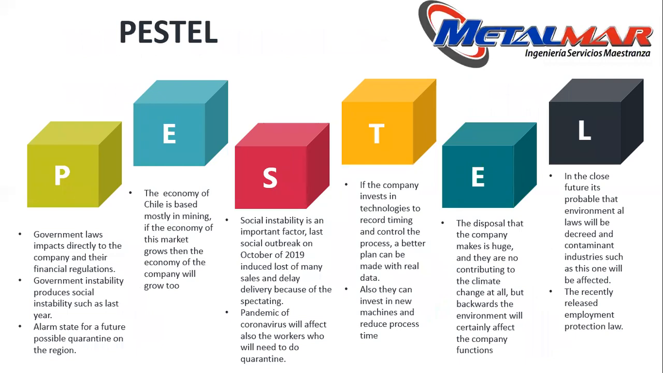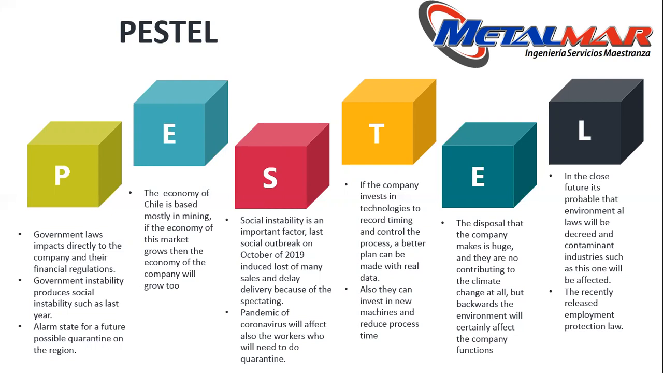Then we have the PESTEL tool. We have the political, where the government's laws impact directly the company and their financial regulation. Government instability produces social instability, such as last year with the social outbreak, and an alarm state for a future possible quarantine in the region. In the near future there could be a quarantine, and they won't be able to work, and that will be a real threat to them.